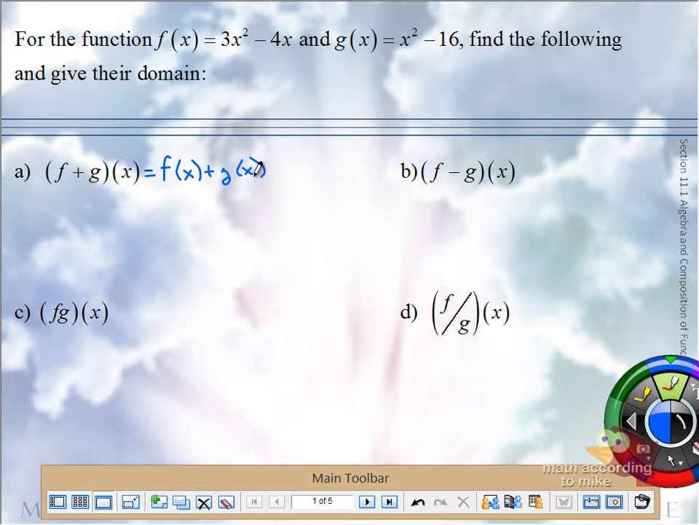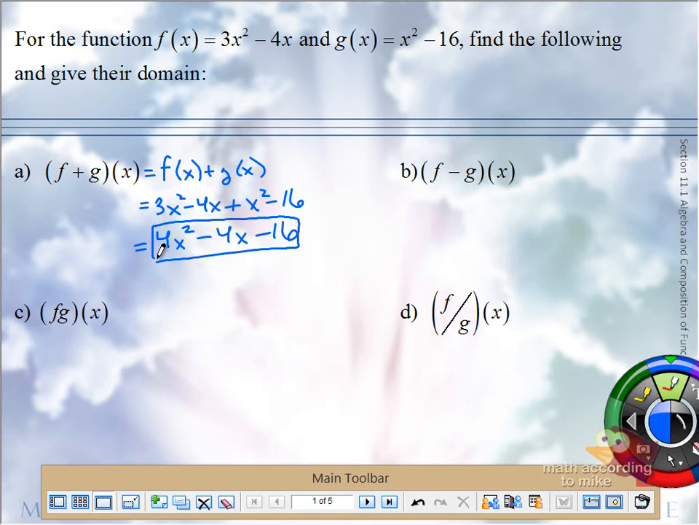That's the definition. For our problem, what is f of x? Plus, what is g of x? Alright? Combine like terms. How many total x squareds do we have? 4x squared. How many x's do we have? Constants. Done.